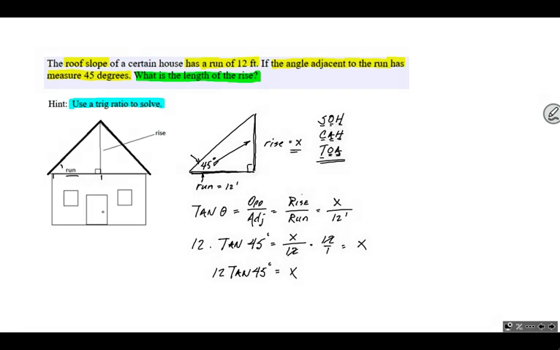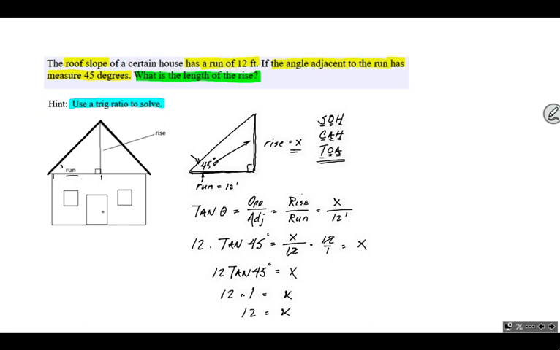Now it's time to break out the calculator and punch in some values. We can type this all in. We can just do 12 times tangent 45, and that's going to give us a value. We can also punch in tangent of 45 first, and we're going to get the solution to that. The tangent of 45 is 1. And when we multiply 12 by the tangent of 45, or by 1, we're going to get equals x. So x is equal to 12.